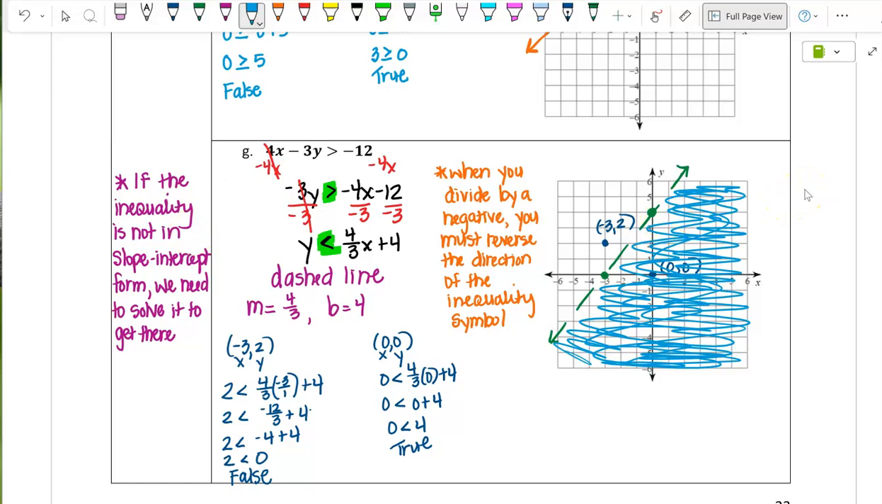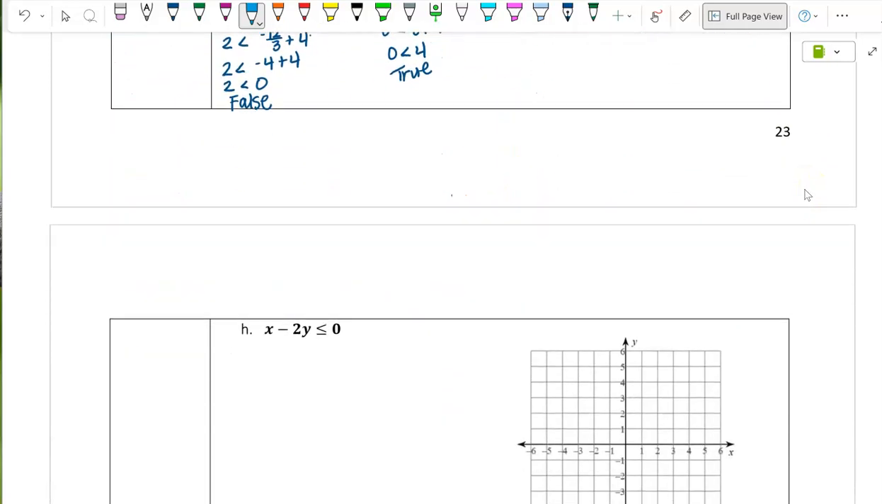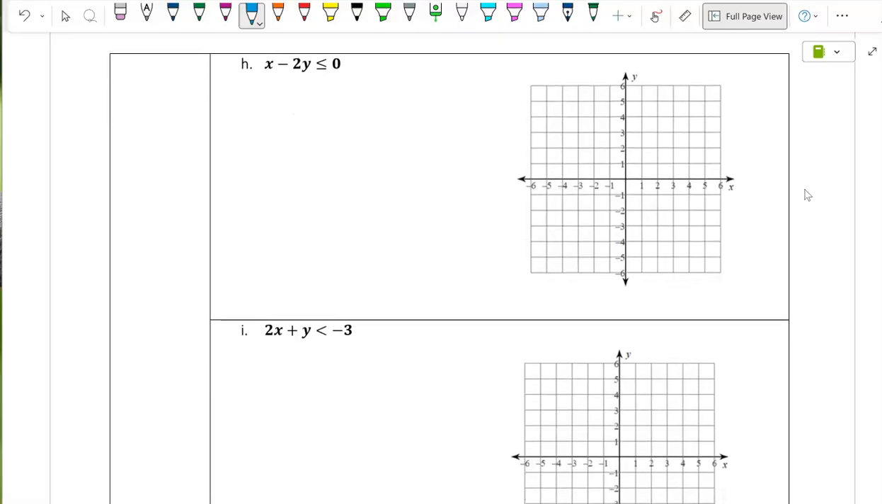All right, we've got some more problems on the next page. Problem H, x minus 2y is less than or equal to 0. Again, it is not in slope-intercept form, so I need to get it there. So I start by subtracting x from both sides. So -2y is less than or equal to -1x plus 0.